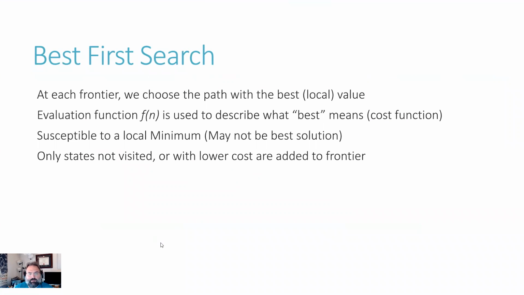So there's various types of searches. The best first search is where at each frontier you choose the path with the best local value, and that's a key thing. You're looking at local values relative to its node. So you've got potentially two or three choices at the node. You choose the one that has the best cost function or value function at that point. So you're looking at it very narrowly.